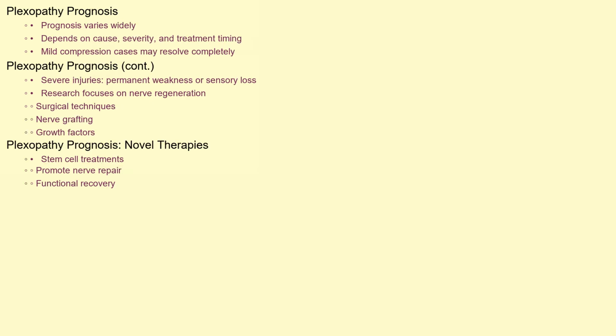The prognosis for plexopathy varies widely depending on the cause, severity, and how quickly treatment is initiated. Mild cases caused by compression may resolve completely with conservative treatment. More severe injuries may result in permanent weakness or sensory loss. Recent research focuses on improving nerve regeneration and function through surgical techniques, nerve grafting, and the use of growth factors. Scientists are also exploring novel therapies like stem cell treatments to promote nerve repair and functional recovery.